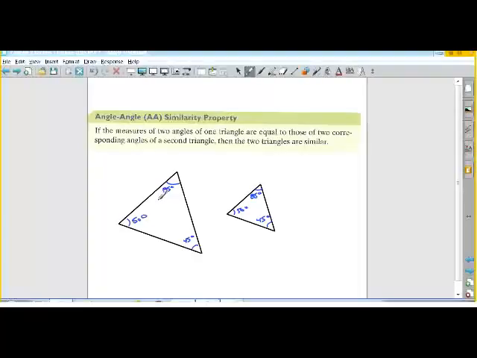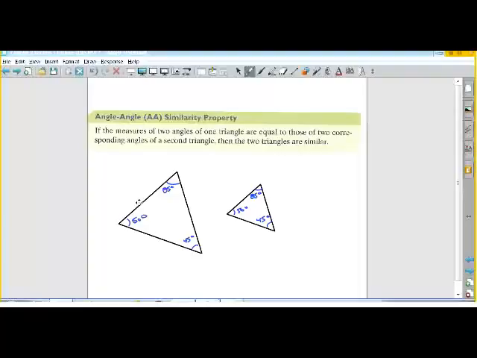This is 85 degrees. Well, now you have all three angles equal to each other. As a consequence, because all three angles are equal to each other, they're similar triangles. So it's just saying you only need to know that two angles are equal to each other. As a consequence, the third angle is equal, and it's similar. It just leaves out one step in proving that triangles are similar by specifying two things.